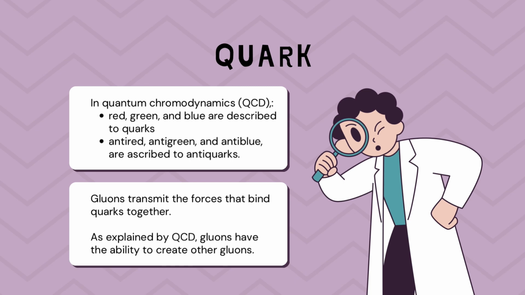As explained by QCD, gluons have the ability to create other gluons as they move between quarks. Thus, if a quark starts to speed away from its companions after being struck by an accelerated particle, the gluons utilize energy that they draw from the quark's motion to produce more gluons.